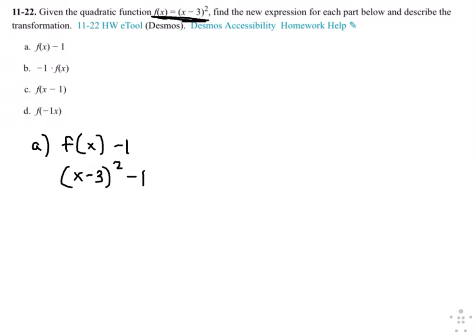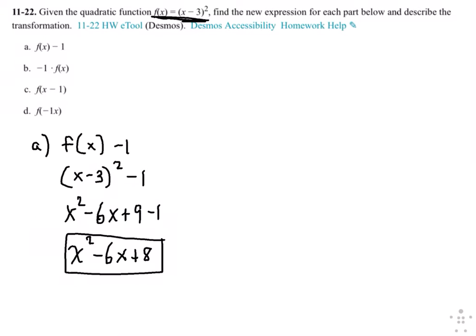So we have to multiply this out. So we get x squared, minus 3x, that's minus 6x, plus 9, minus 1. So we get x squared minus 6x plus 8. And you should leave it in that form. If we wanted to describe what happens to the graph, we're subtracting 1, so it is going to shift down a unit.